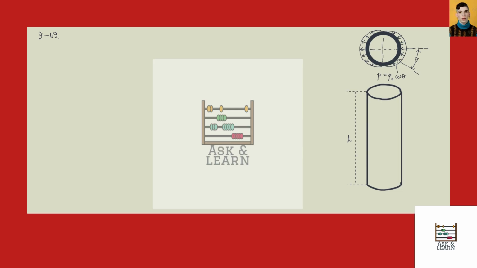For a general distributed loading, we are given a tower and there is a wind force acting on it. So there is a positive side and a negative side. And the pressure is described by P equals P0 cosine of theta. So first let's examine the y components.